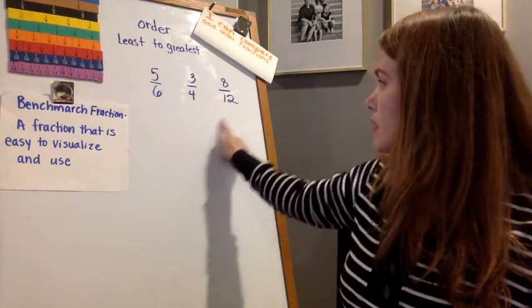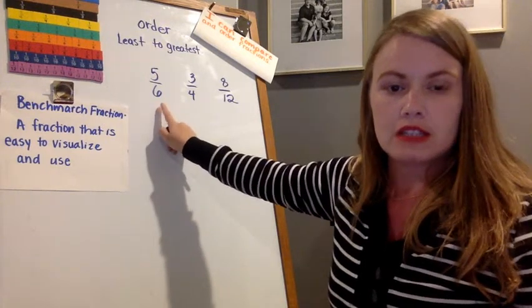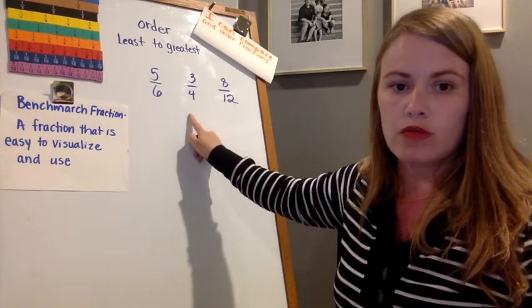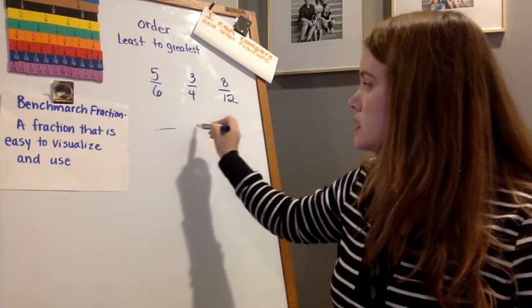see if any of them can go to my largest one, which is 12. So I go by 6's. 6, 12, yep, I can get there. Let's try 4's. 4, 8, 12, I can get there. So I'm going to switch both of these to 12.